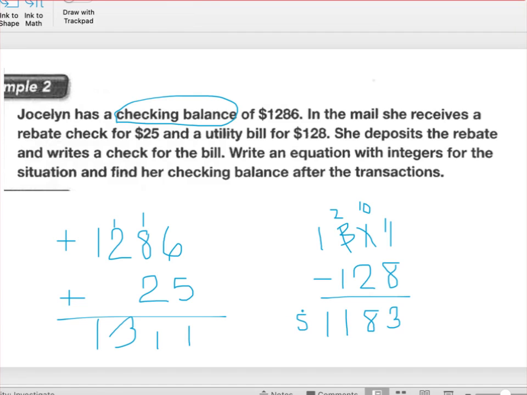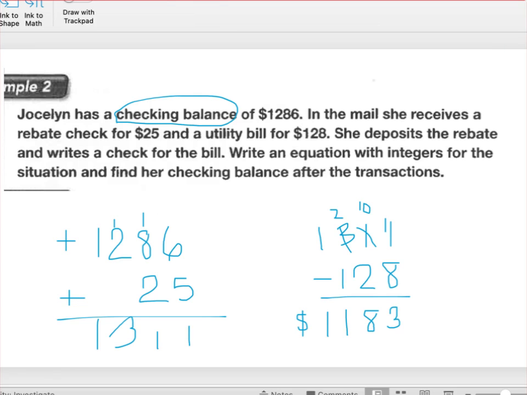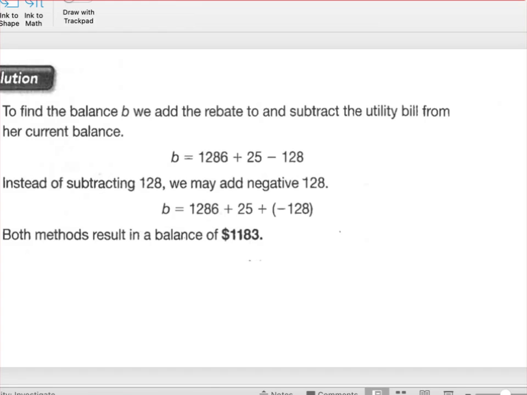So she has 1,183 in her account now after her rebate and her bill. Okay, so we got it right, 1,183, and they're just showing the work there.